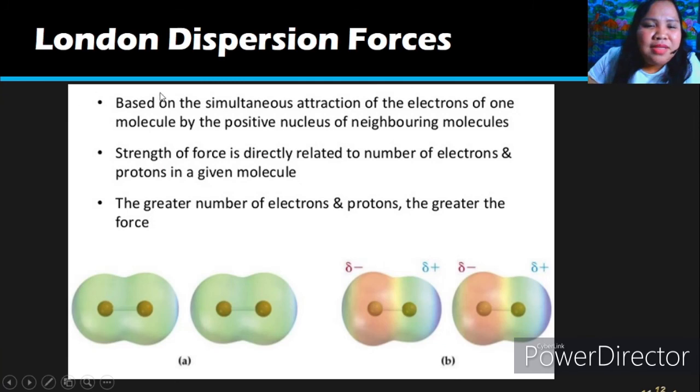So based on the simultaneous attraction of electrons of one molecule by the positive nucleus of the neighboring molecules, here's what happens. Okay, so this end is attracted to this end, and this end is attracted to a negative end also. Okay, so the strength of force is directly related to the number of electrons and protons in a given molecule. The greater the number of electrons, the greater the force.